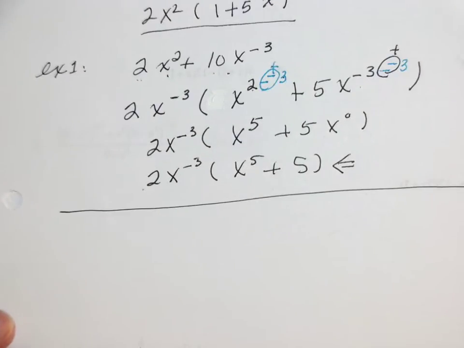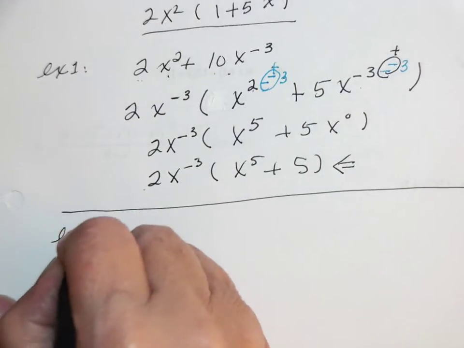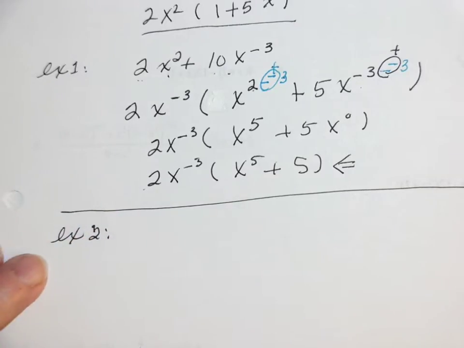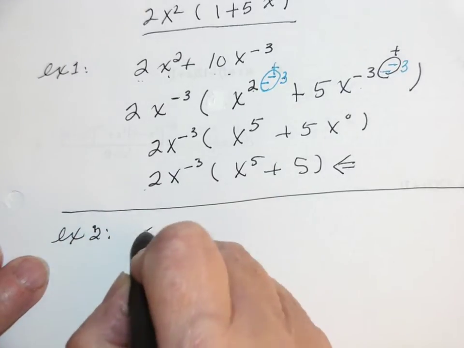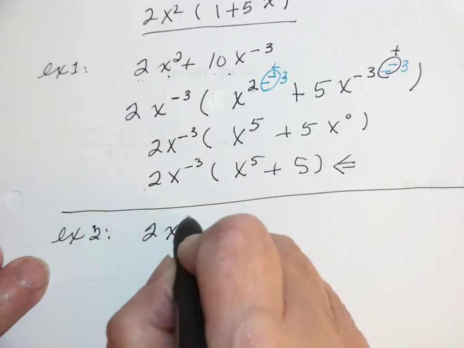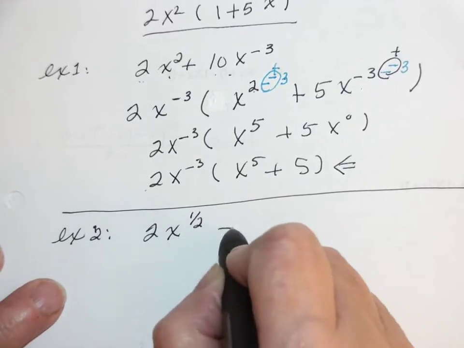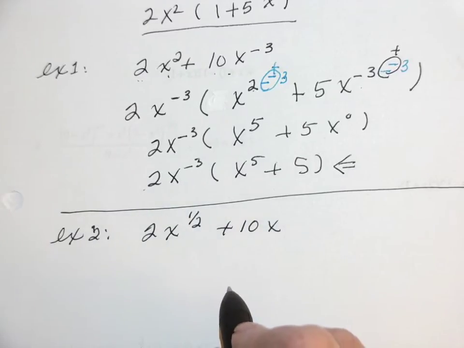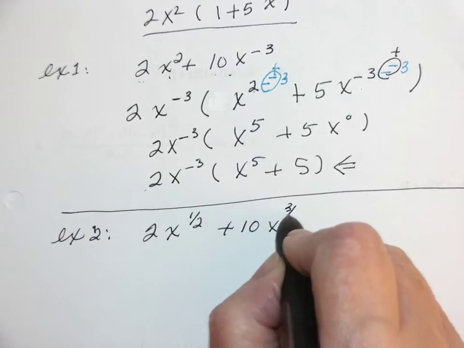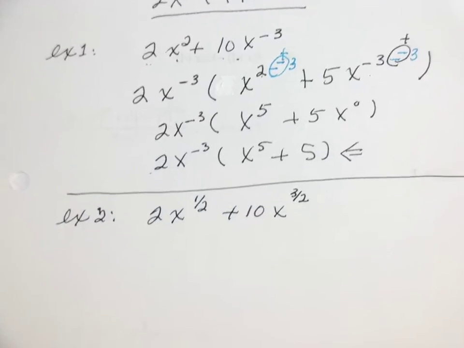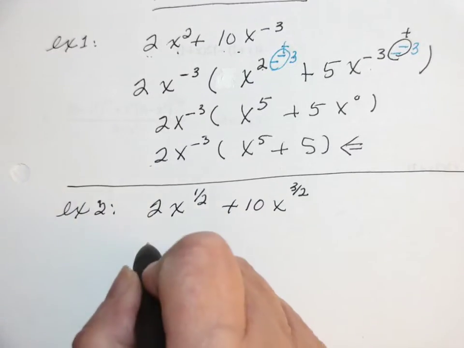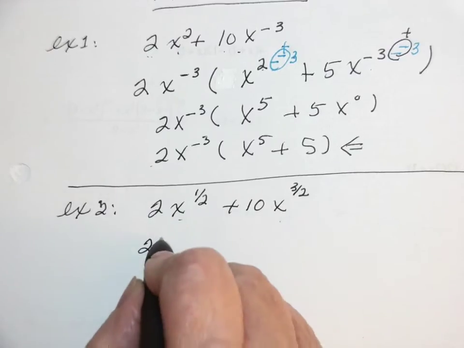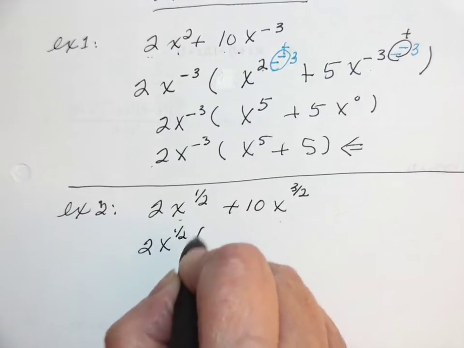Now I'm going to make another change. For example 2, instead of a 2, I'm going to have a 1/2 x, and instead of a 3, I'm going to have a 3/2, but the concept remains the same. Greatest common factor is 2. Smallest power on the x's is 1/2.